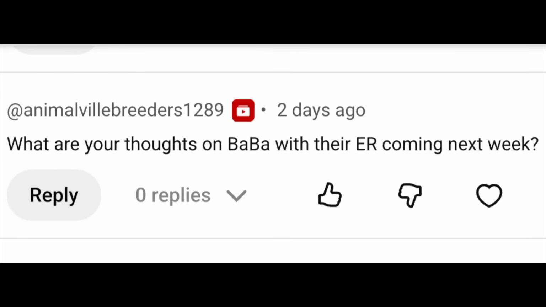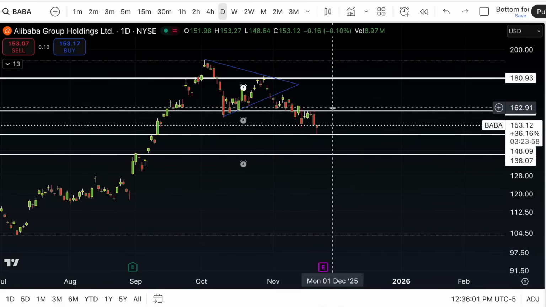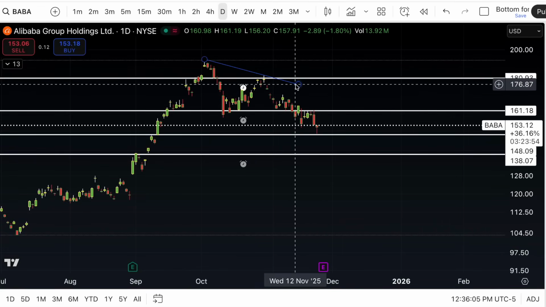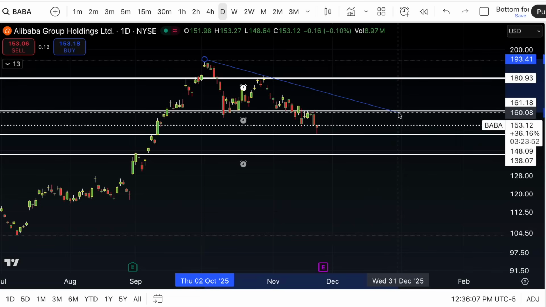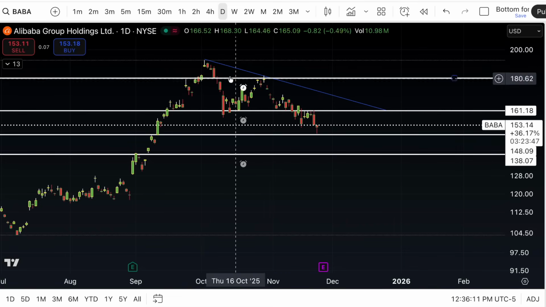Now, next it says, what are your thoughts on BABA with their ER coming next week? I think he's talking about the market moves and stuff like that. And when you look at BABA, clearly it fell out of this pattern right here. It's been falling ever since, like most of the Chinese stocks. And yes, if our market's under pressure, it's going to put pressure on these ADRs right here. That's just the way it is.